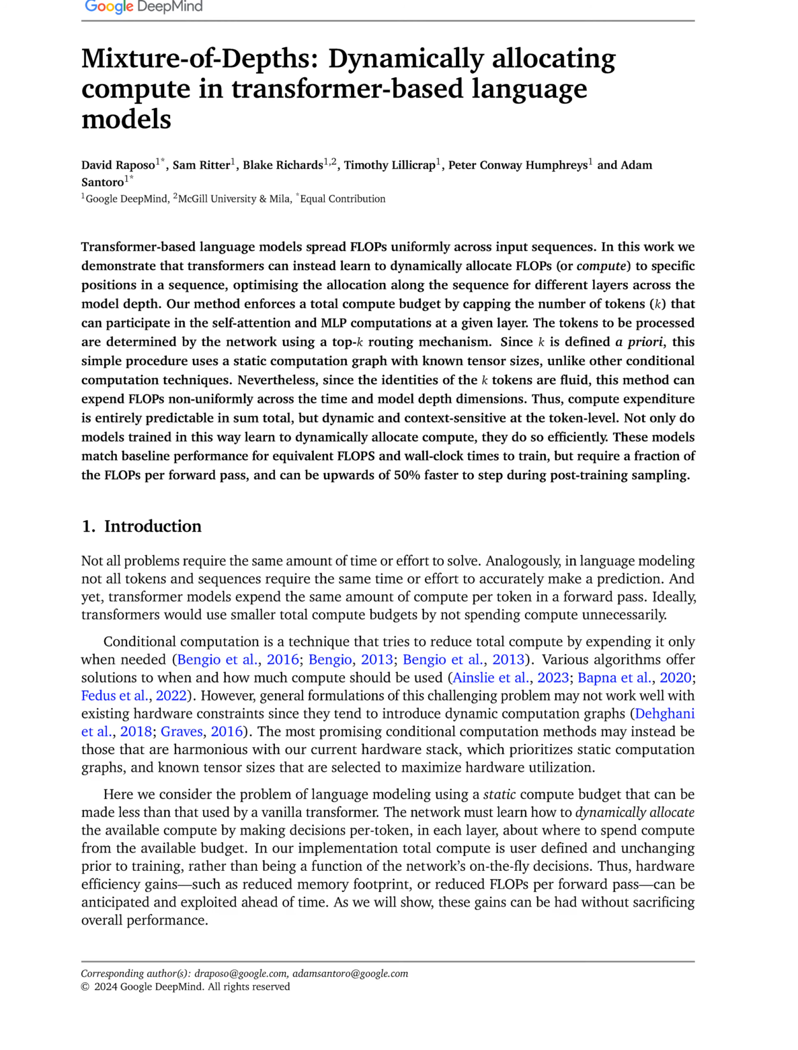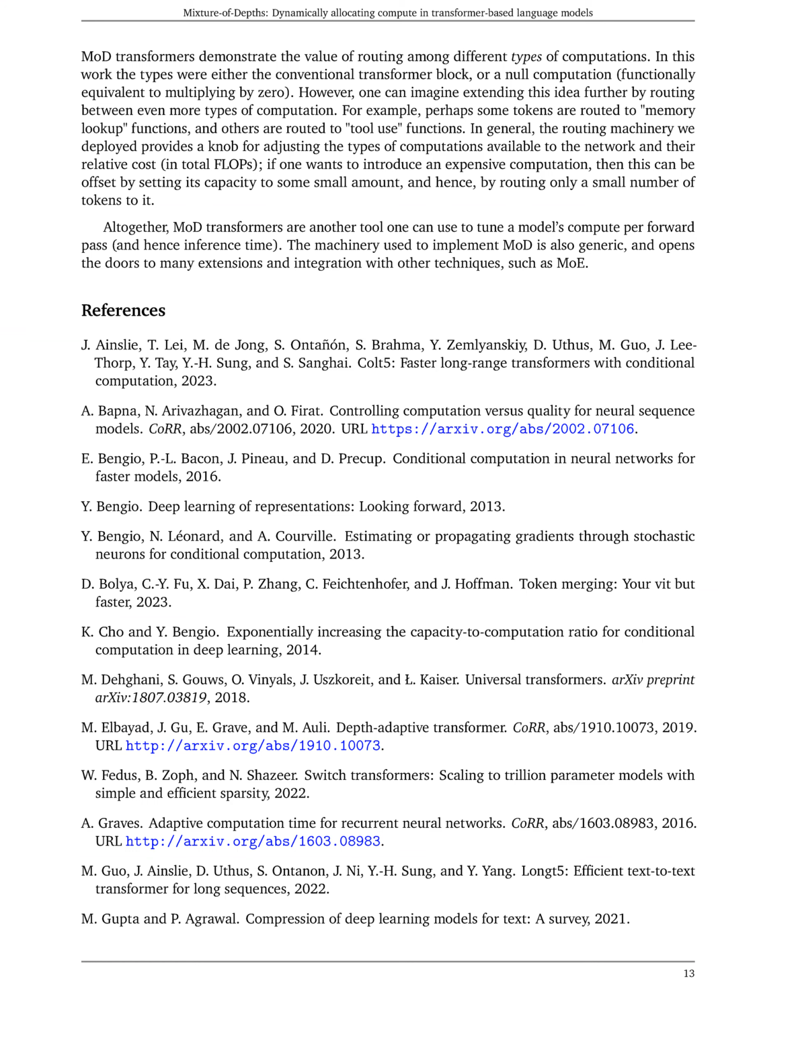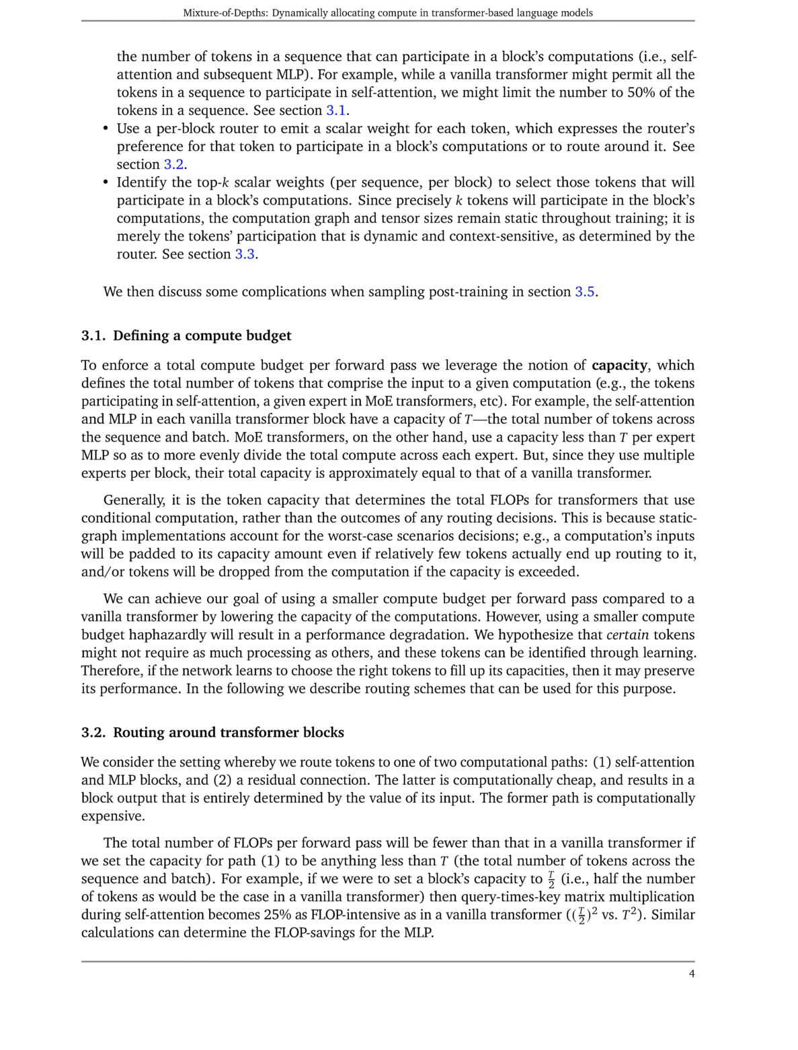The proposed method aims to reduce total compute in language modeling compared to vanilla transformers by implementing a technique called mixture of depths, MoD. In MoD, tokens are dynamically routed either to undergo computations in self-attention and MLP blocks or to bypass these computations through a residual connection, thereby saving compute. By limiting the number of tokens participating in each block's computations and using a per-block router to decide which tokens to process, the total FLOPs per forward pass are reduced.